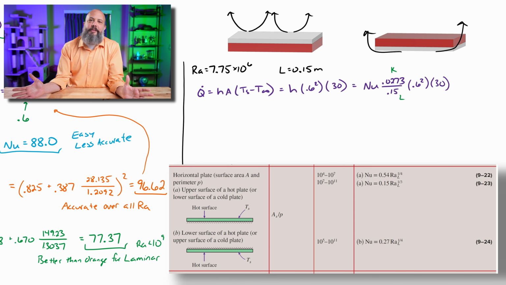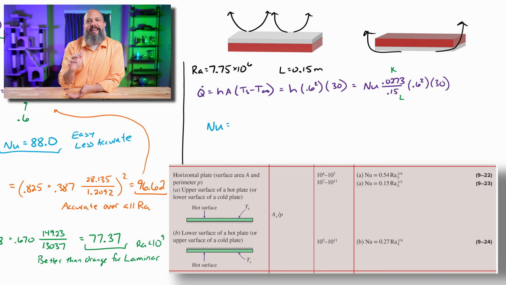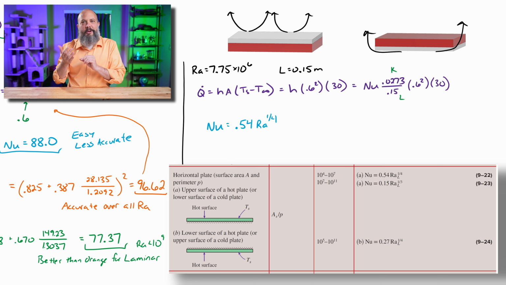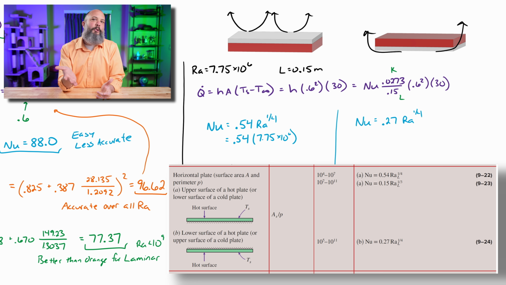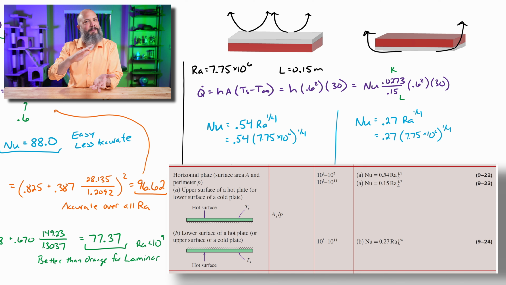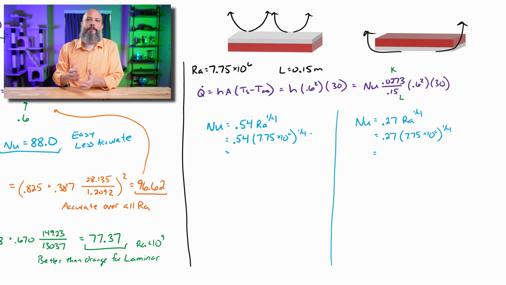So I'll start off with the Cengel table again, the easy version of these equations. For the hot side up, with a Rayleigh number of 7.75 times 10 to the 6, that gets us in the range where we're using 0.54 Rayleigh to the 1/4. And for the hot side down, 0.27 Rayleigh number to the 1/4, so exactly half by flipping it upside down. So we get values of about 28 for the Nusselt number pointing up and 14 for the Nusselt number pointing down.